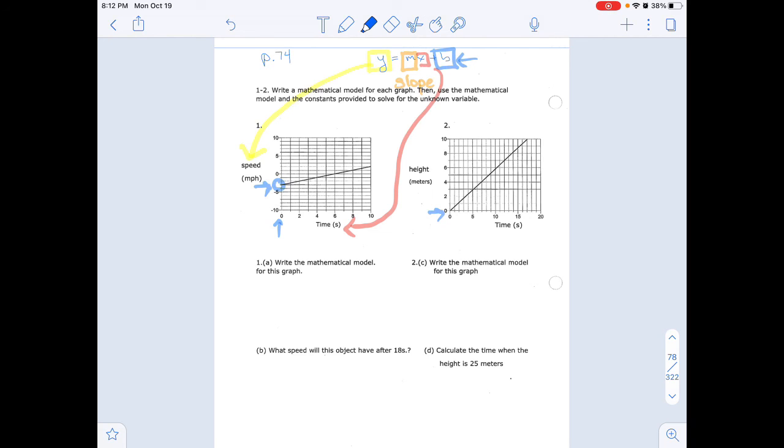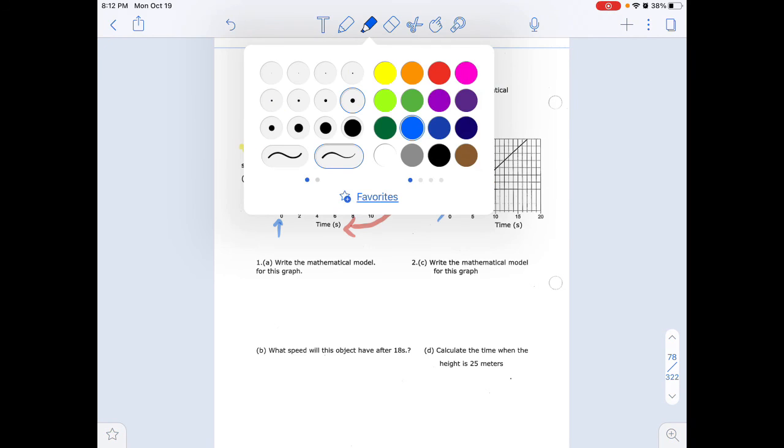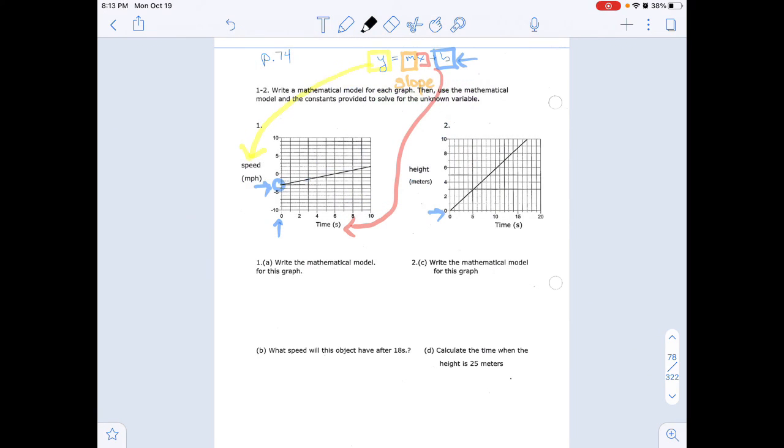So think of this page 74 as having two sides or two parts. Put a divider line down this way. The graph on the left has to do with these two questions. The graph on the right has to do with these two questions. For both of them, write an equation or a mathematical model for the line, and then go ahead and solve for something when they tell you to substitute in for one of the variables.